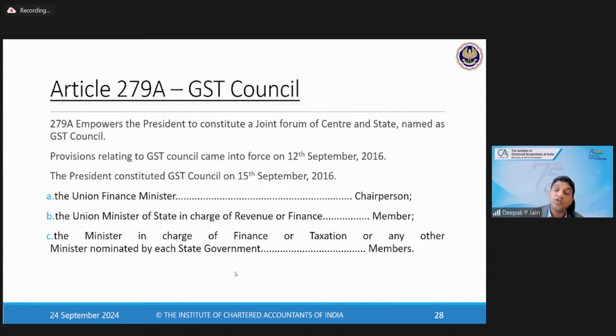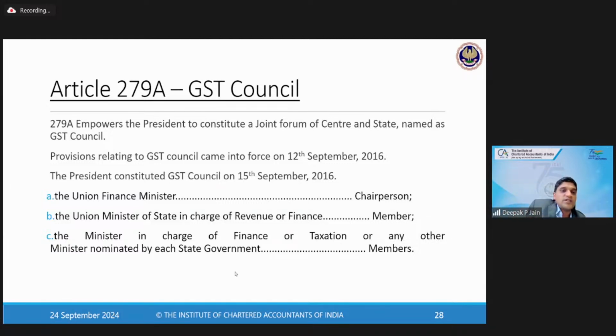So a joint committee or a joint forum of both center and state will be formed, which will be called the GST Council. आपने सुना होगा न्यूज़ में कि GST Council has made this amendment, GST Council has made this recommendation. So that power comes from Article 279A.